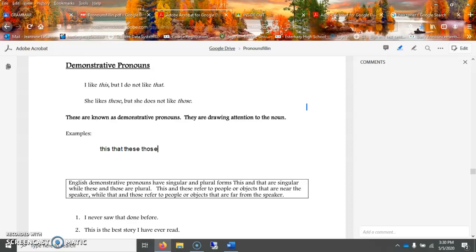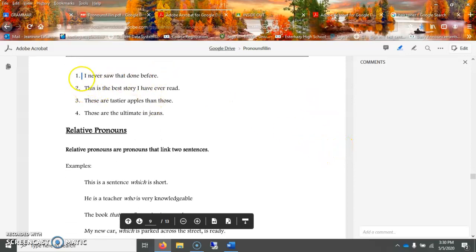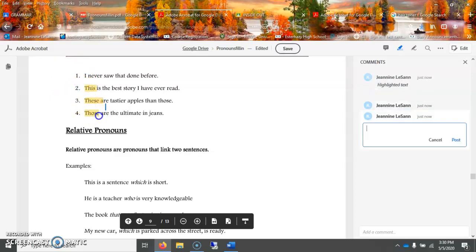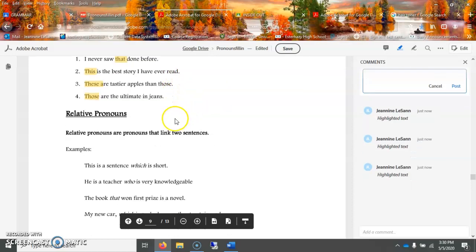We're familiar with this. We use this often. In fact, most of the time, we don't even think about it. So, I never saw that done before. That would be an example of one of these pronouns. This is an example. These, those, that. Okay, so those are all examples. Now, next are relative pronouns.